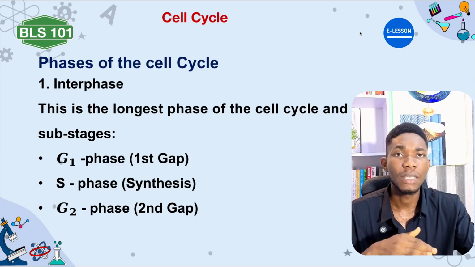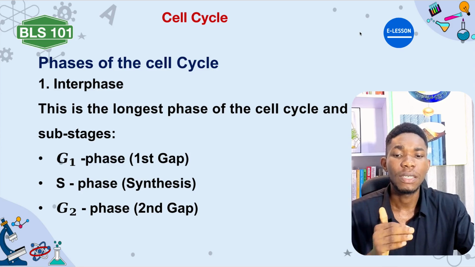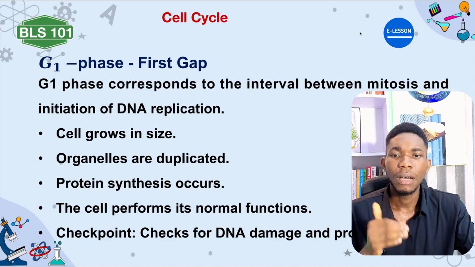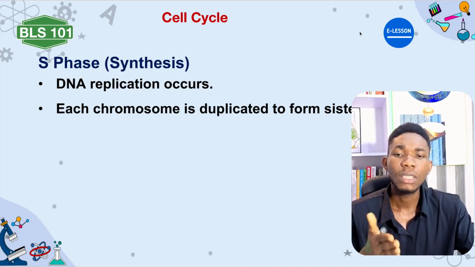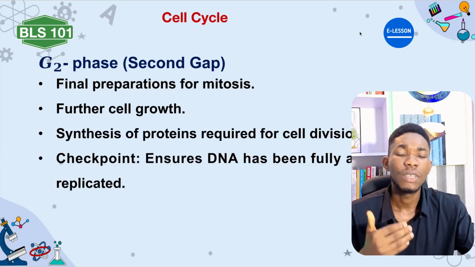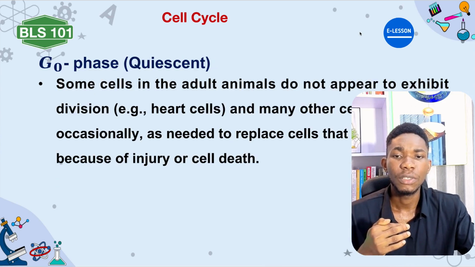We have the G1 phase, which is called the first gap. Then we have the S phase, which is the synthetic phase. And then we have the G2 phase, which is the second gap. Now, we talked about the G1 phase. What are the activities that take place in the G1 phase? Also, we talked about the S phase. What are the activities that take place in the S phase? And then lastly, we talked about the G2 phase. What are those activities that take place in the G2 phase? We discussed all that in our previous lecture.